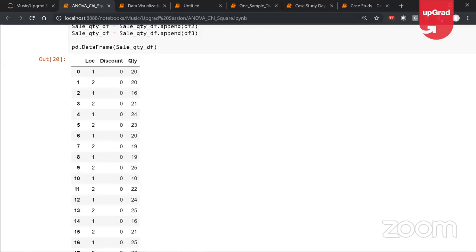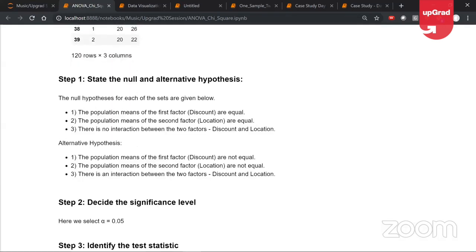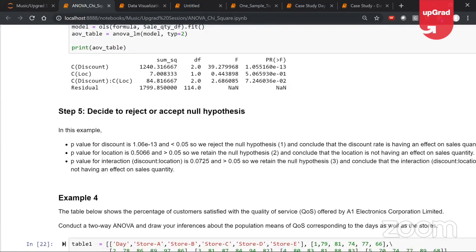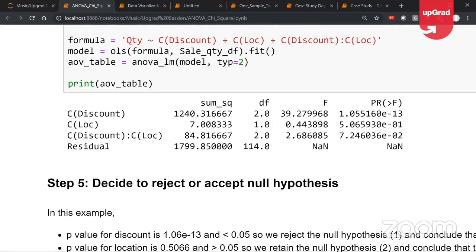Again, we are discussing how we are using ANOVA in this context. So what can we do? I'll straight away come back to the ANOVA table interpretation. And now, very interesting, if you see the ANOVA table right now, discount has a very low p-value. So look at the ANOVA interpretation quickly, all of you. Quantity is what we are trying to predict, and we are trying to predict it using discount, location, and an interaction term of discount and location.